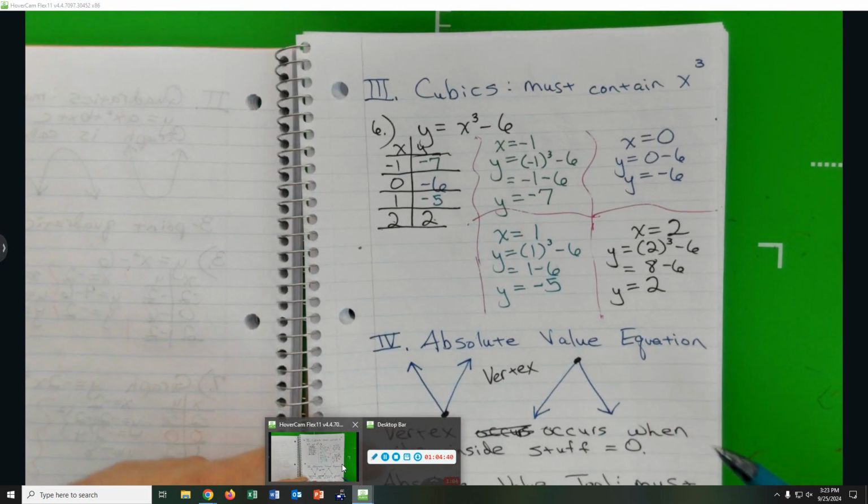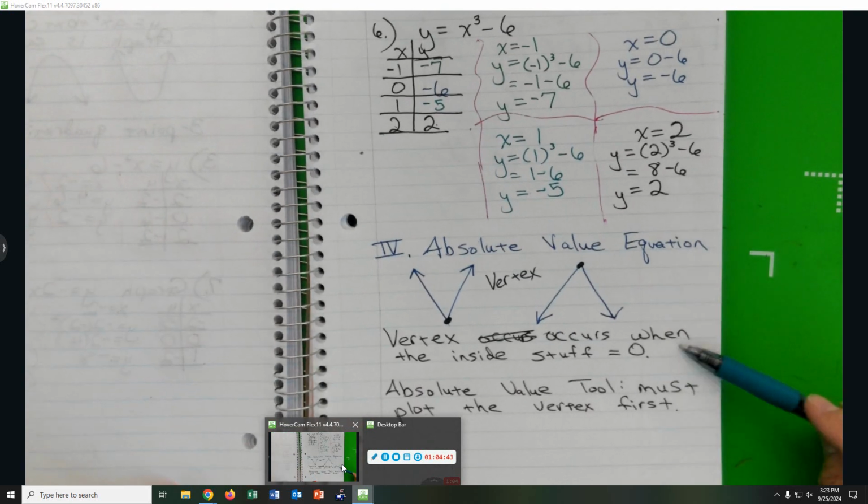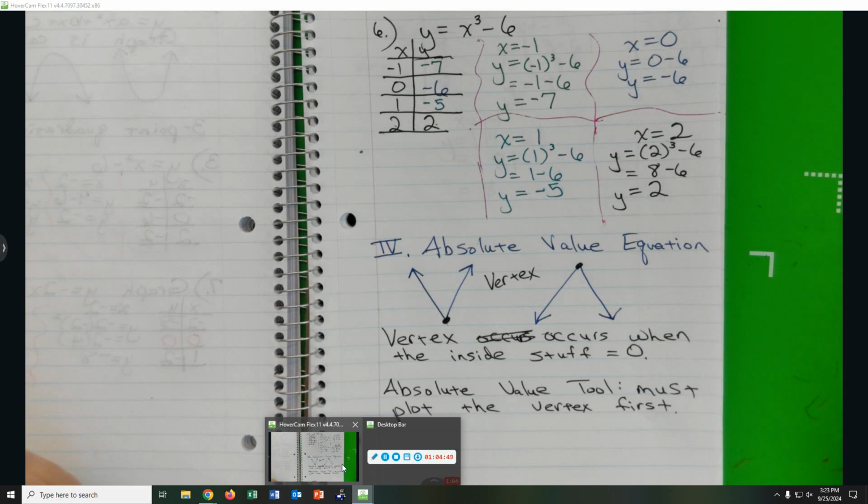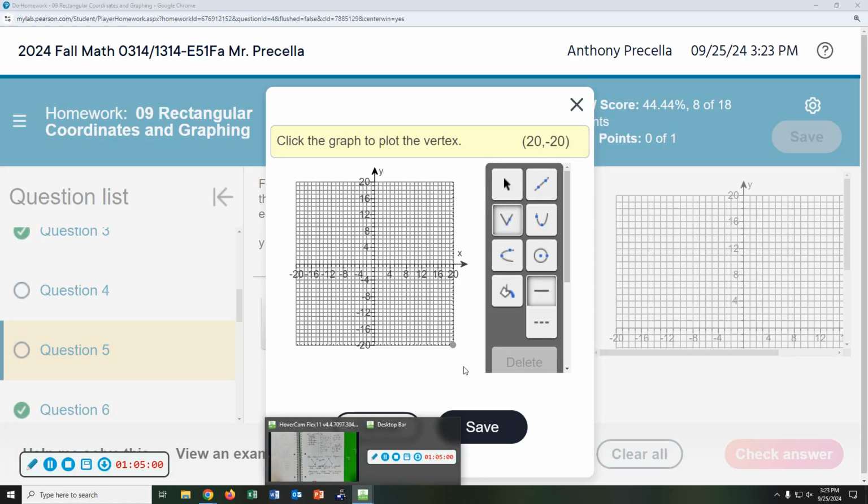Y'all see what I mean? The vertex occurs when the inside step is equal to 0. In the next one, we're going to graph one in a moment where you're going to have to choose the numbers yourself, so you're going to have to know what number to plug in to find that vertex. So let's go back. Look how tiny those units are. What was the vertex? 6, 0. So that means right 6, up 0. Click it.